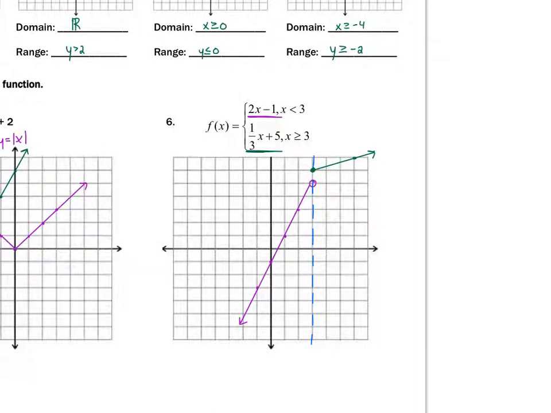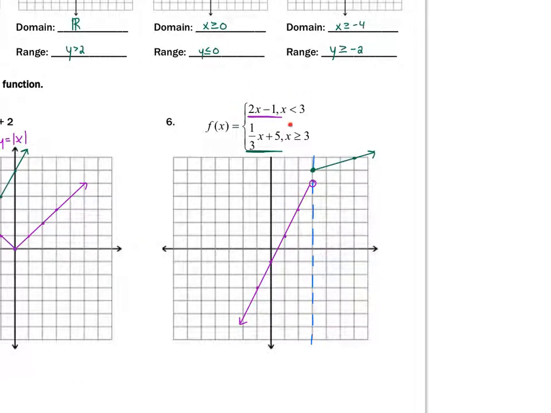We start at our y-intercept of -1, and then we just count our slope from there. A slope of 2 says go up 2, right 1, up 2, right 1, up 2, right 1. Now we're at our break line.